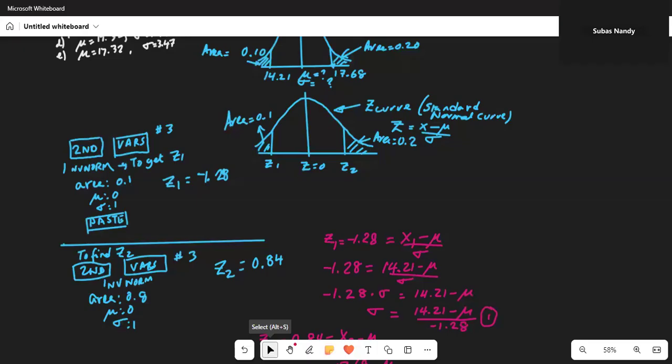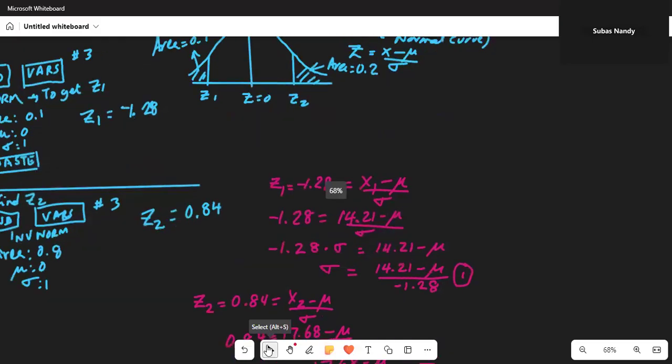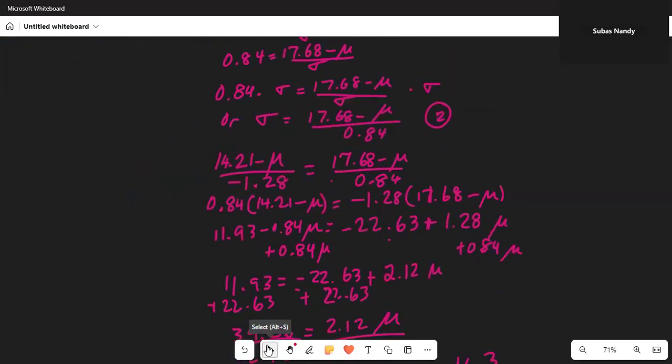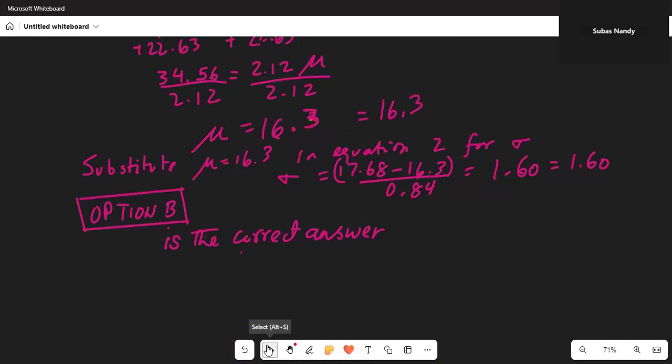Now we set up the equation for Z, which is x minus mu divided by sigma. Z-score just tells us how many standard deviations you're above or below the mean. Above, the z-score is positive, such as for z2. Below, such as for z1, it is below the mean. And we solve for sigma in both cases, then equate the expressions for sigma and solve for mu. Mu works out to be 16.3. Then we substitute mu back in the equation for sigma and calculate sigma, which comes out as 1.60.